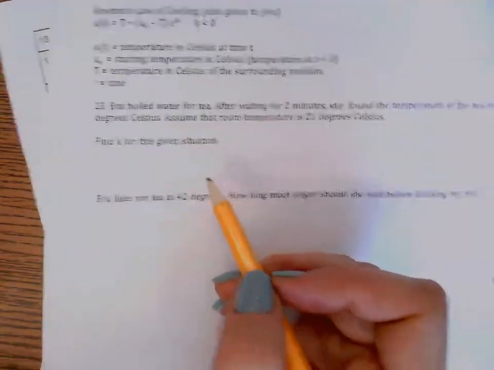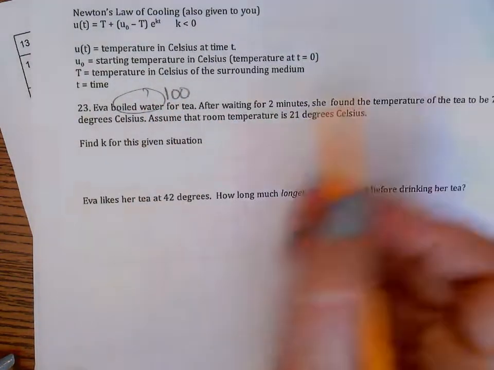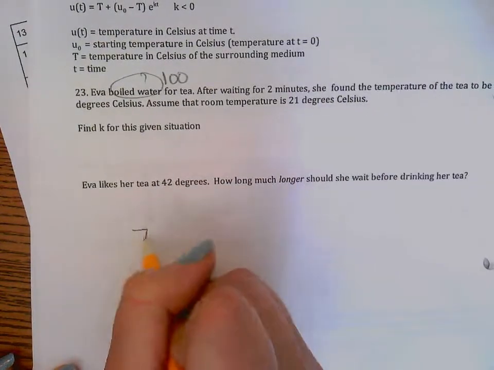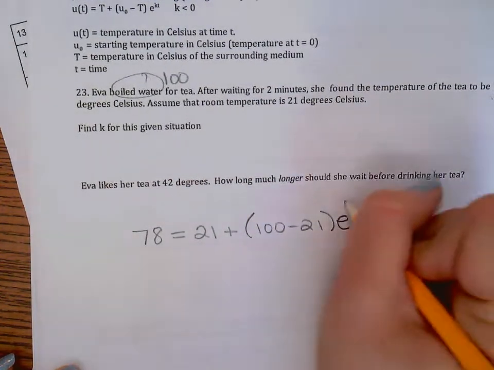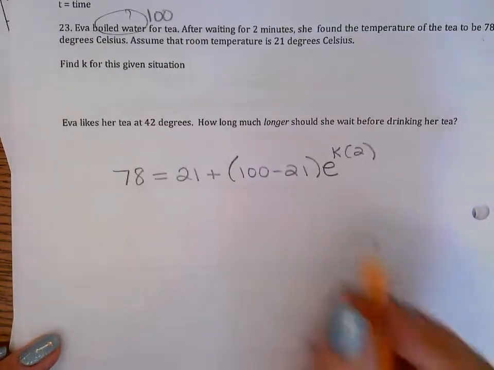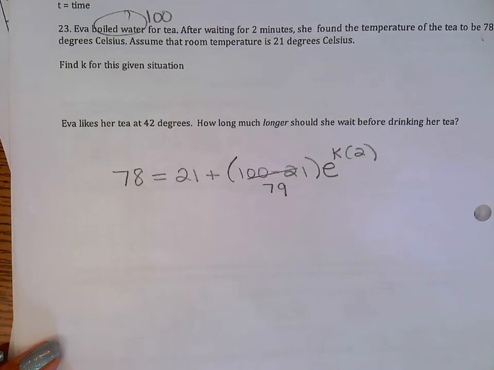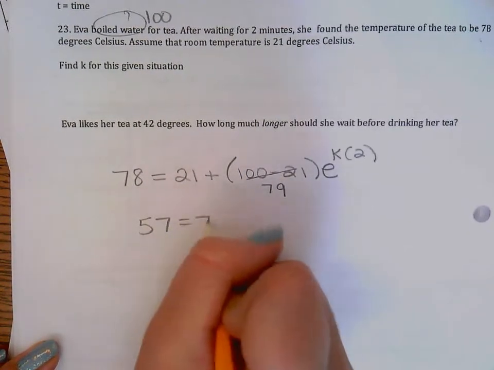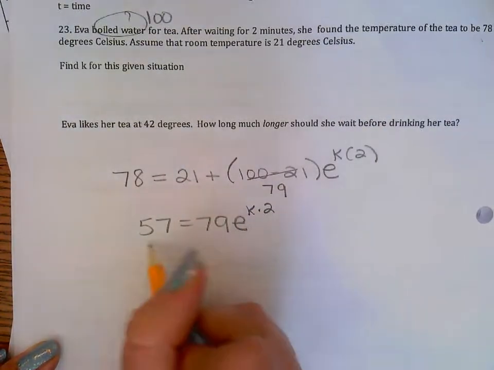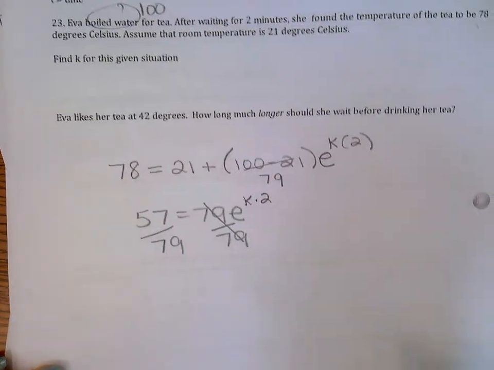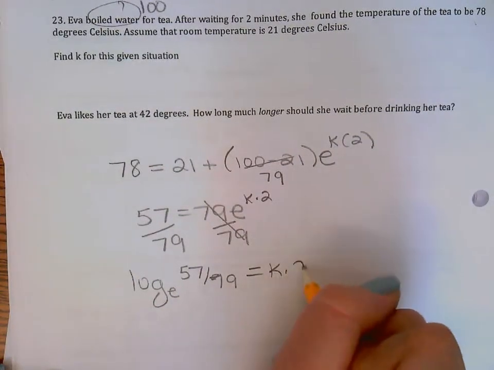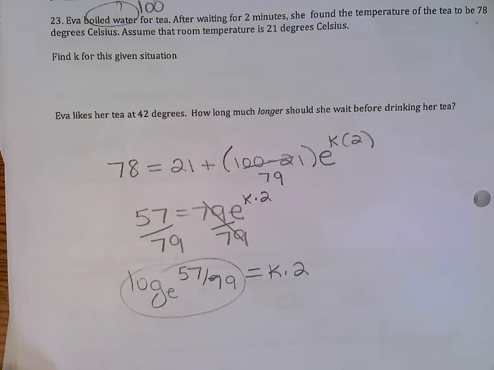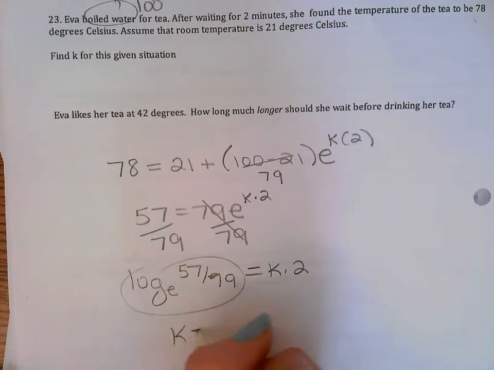And the last one is Newton's law of cooling. Boiling water for tea is 100 degrees Celsius. After 2 minutes, the tea is 78. So we're going to calculate k. So 78 equals room temperature plus 100 minus room temperature, e to the k times 2 minutes. So this is 79. We're going to take 78 and subtract 21. So we get 57 is 79e to the k times 2. So we're going to divide by 79, change it into log form, log base e of 57 over 79 equals k times 2. Take the natural log and divide by 2. So k is negative 0.163.